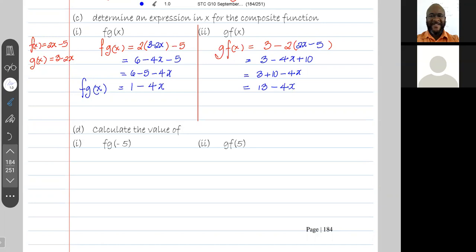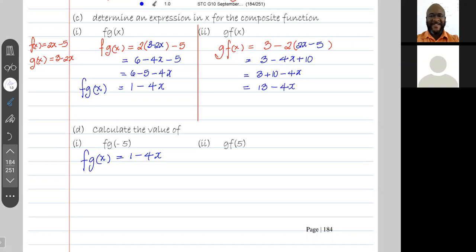All right. So next, I'm going to show you how to find f of g of minus 5, given that we know f of g of x is equal to 1 minus 4x. And then later on, I'm going to show you an alternative approach in which you could find f of g of minus 5 without knowing what f of g of x is.